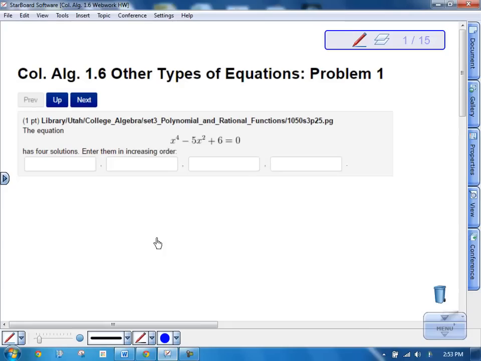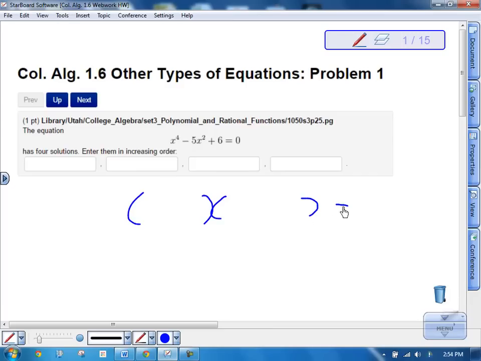Alright, this is 1.6 homework. First problem wants to solve this fourth degree polynomial. Now, there could be up to 4 solutions, right? This thing looks like that. So we'll see. You can find it from your calculator, obviously, by graphing it and doing the second calculator zero, but let's try to do it algebraically.